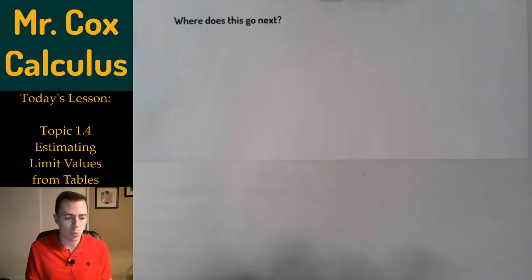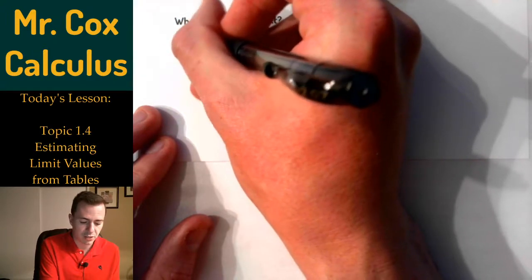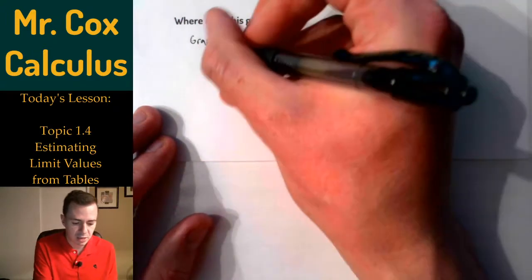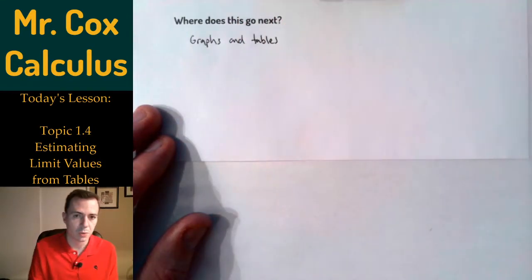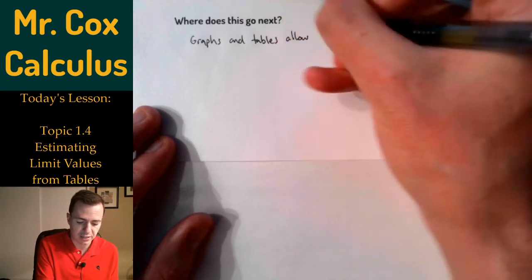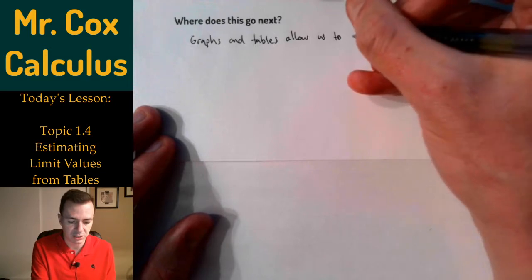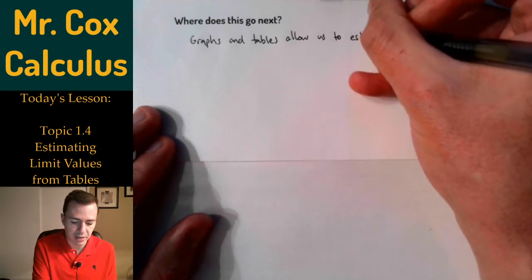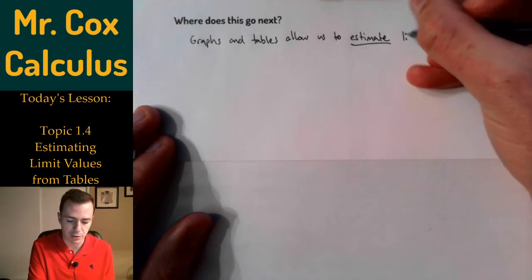All right, let's talk about where this goes next. And we've actually been using a word that we haven't touched on enough probably, but the idea of using graphs and tables when we're looking at limits, that's really allowing us, in fact, if you look at the title of this lesson, what it's allowing us to do is it's allowing us to estimate limit values.